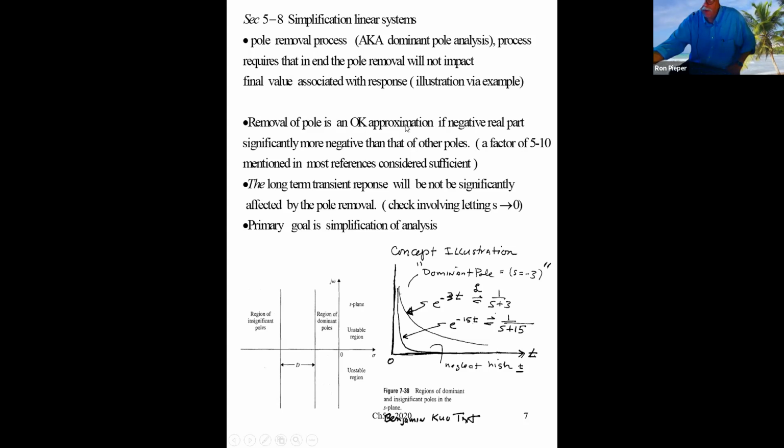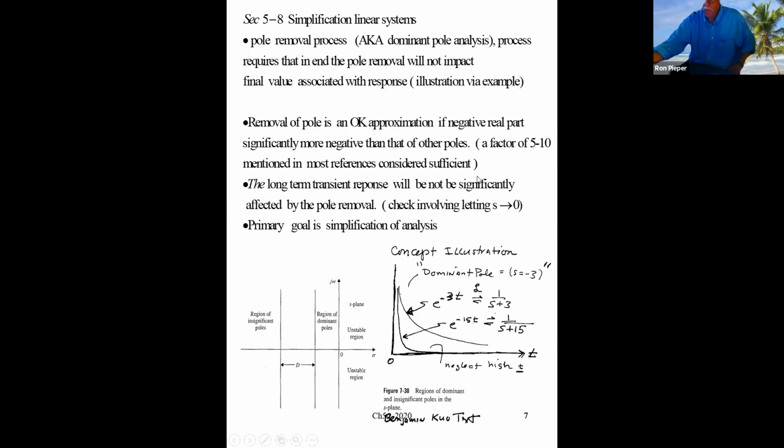Consistent with the sentiment of the community, removal of a pole or poles is an okay approximation. Now, depending on what criteria you use, and I've seen cases where people have used criteria as high as 10 and as low as 5, we're going to go with 5, in the sense that 5 will be how fast does it have to decay to be negligible compared to, let's say, the dominant pole. So we'll see a rule that will pop up here.